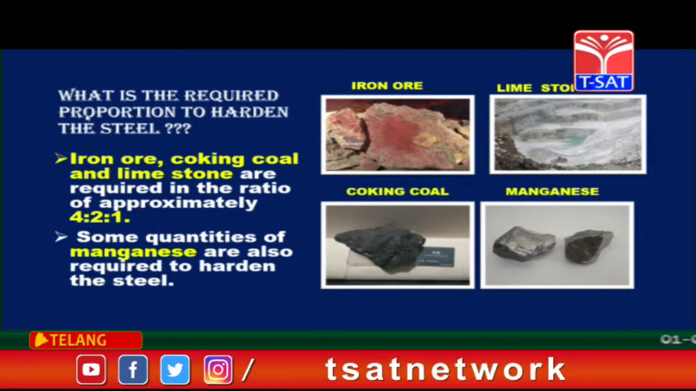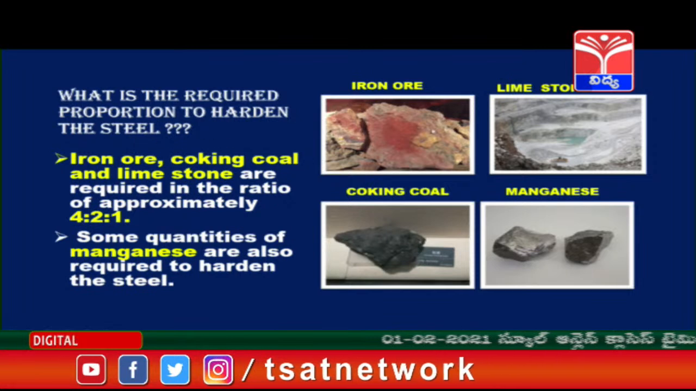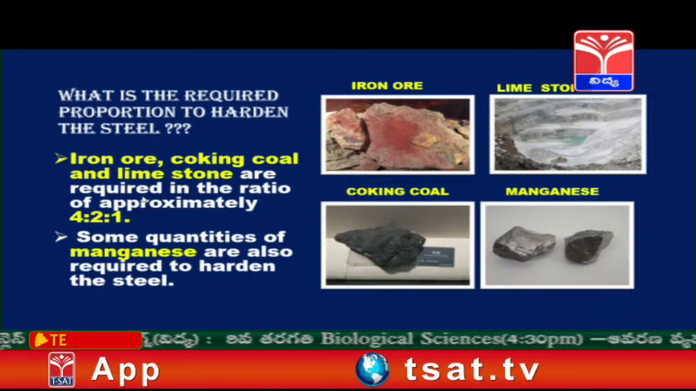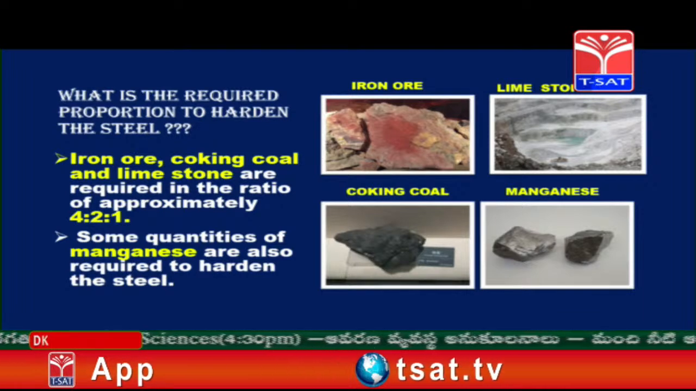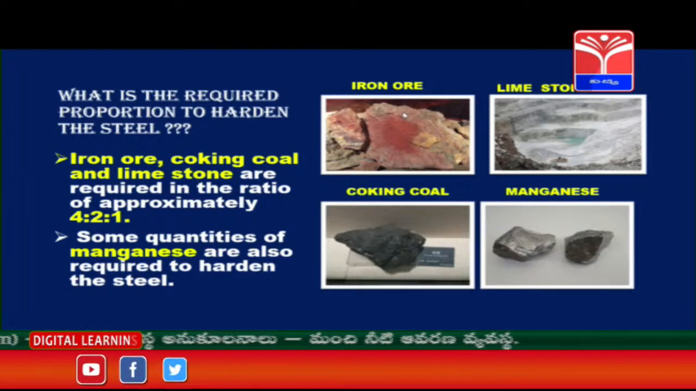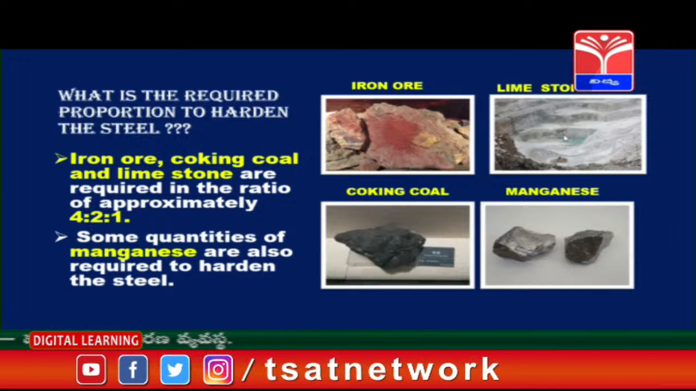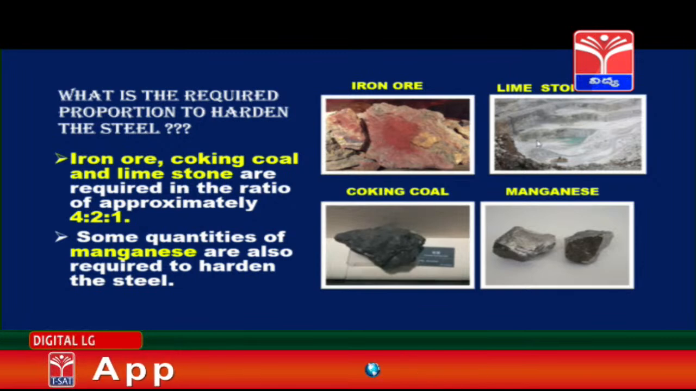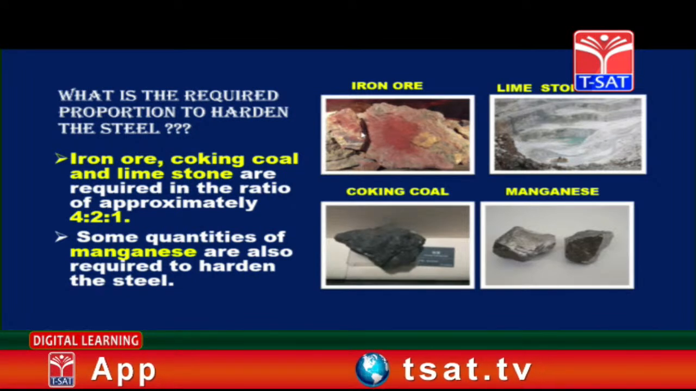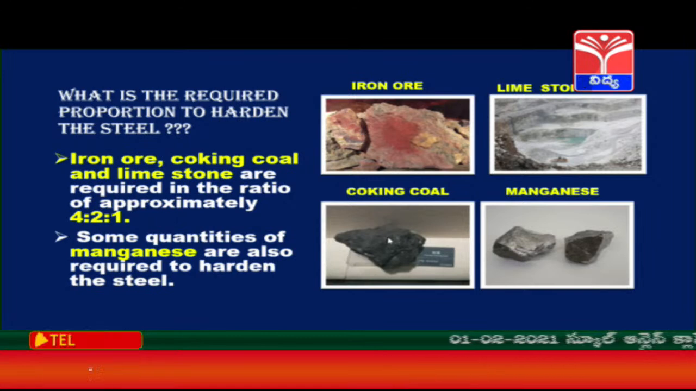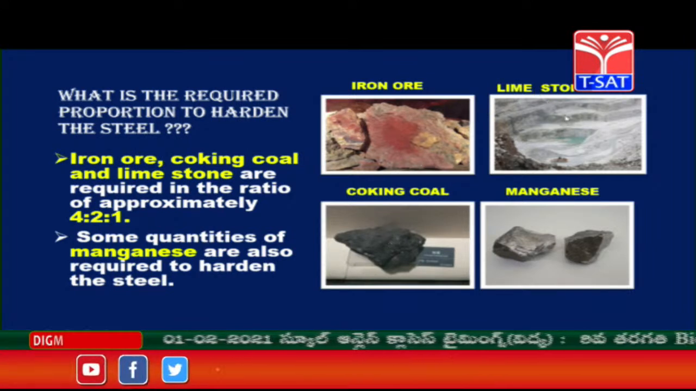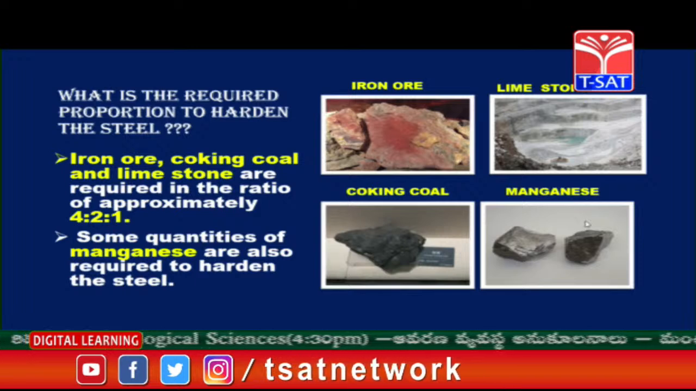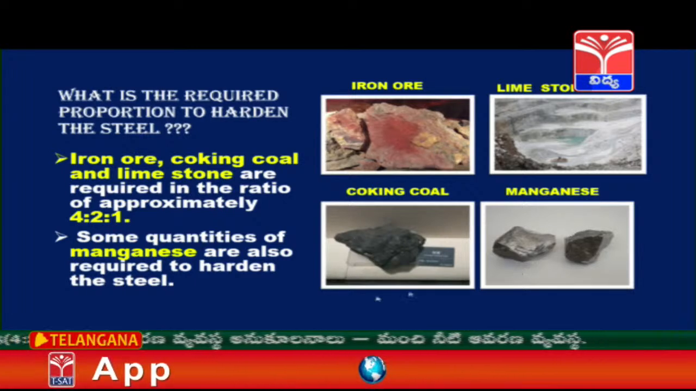What is the required proportion to harden the steel? As I told you, these are the minerals, and there is a required quantity, a proportion to be used to make the steel. Iron ore, coking coal and limestone are required in the ratio of 4:2:1. So, 4 proportions of iron ore, 2 proportions of coking coal and 1 proportion of limestone is used to make steel. And some quantities of manganese are also required to harden the steel.